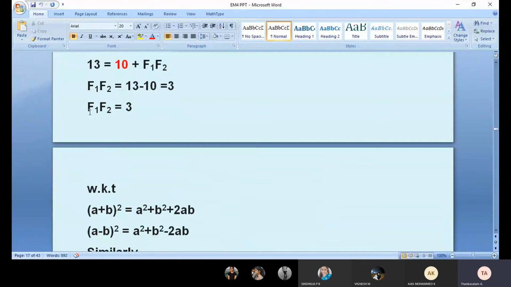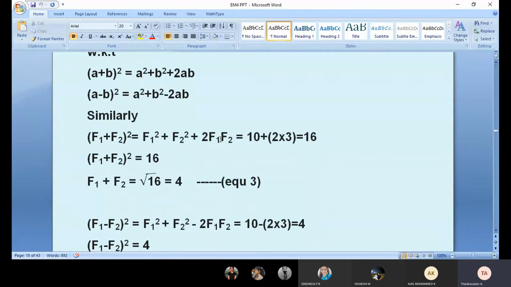F1 into F2 equal to 3. So I applied here: 2 into F1 squared plus F2 squared, replace the 10. Already we have F1 into F2 equal to 3. Therefore, 2 into 3. Therefore, F1 plus F2 whole squared equal to 16. Therefore, taking the square root, F1 plus F2 equal to square root of 16. Therefore, F1 plus F2 equal to 4.